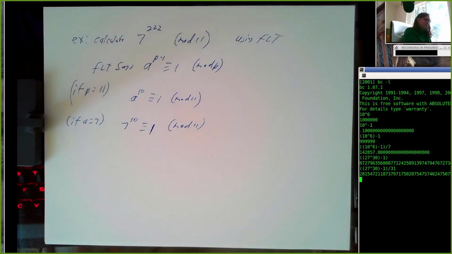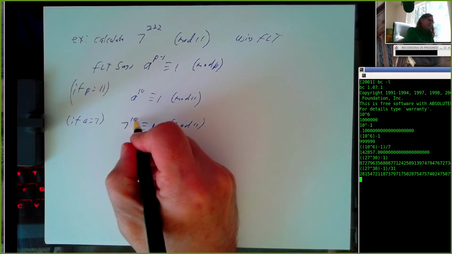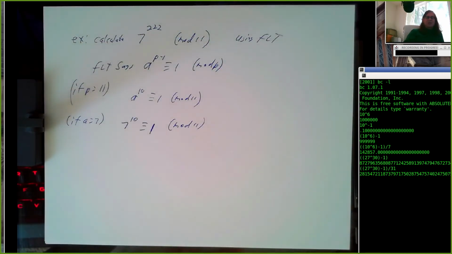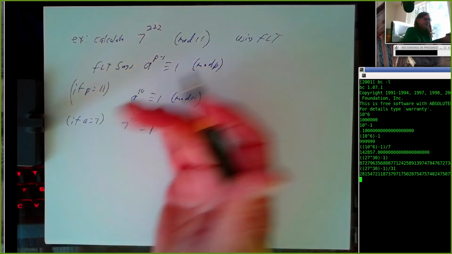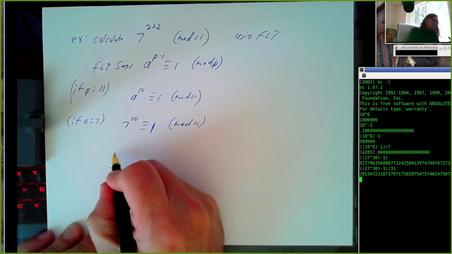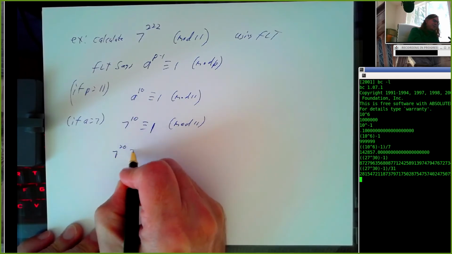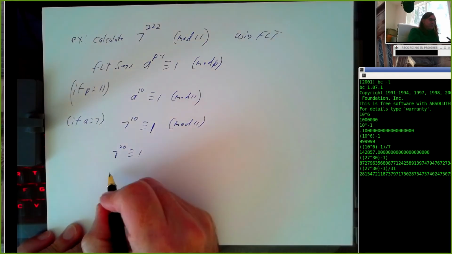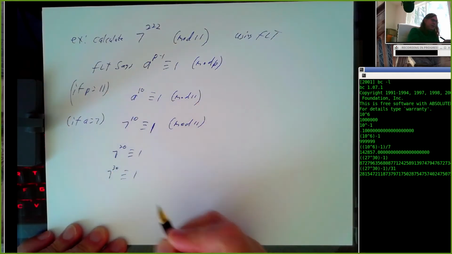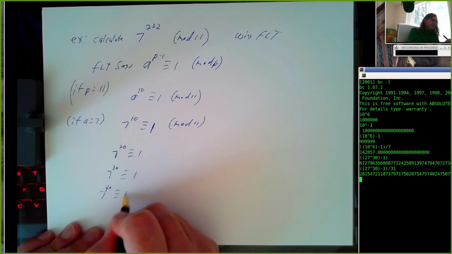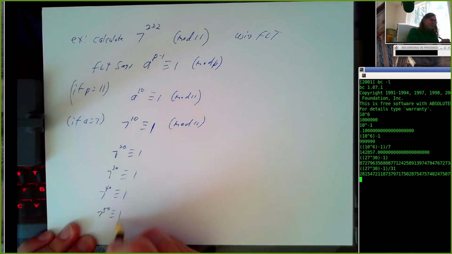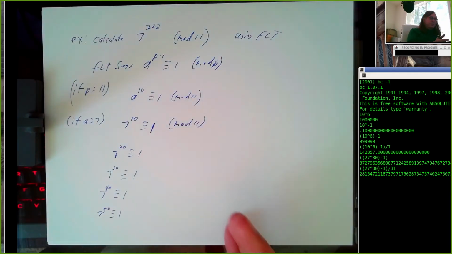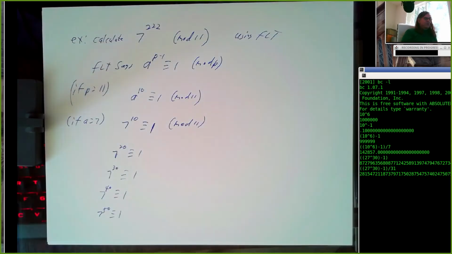So if I can somehow get my 7 to the 10th to look something like 7 to the 222, I'll get my answer. Well, if 7 to the 10th is congruent to 1, I can square both sides and get 7 to the 20th is congruent to 1. I could cube both sides. I could take the 4th power of both sides. I could take the 5th power of both sides, right? And the right side is just 1 raised to a power, that's always going to be 1. But my left side is quickly going up, right?